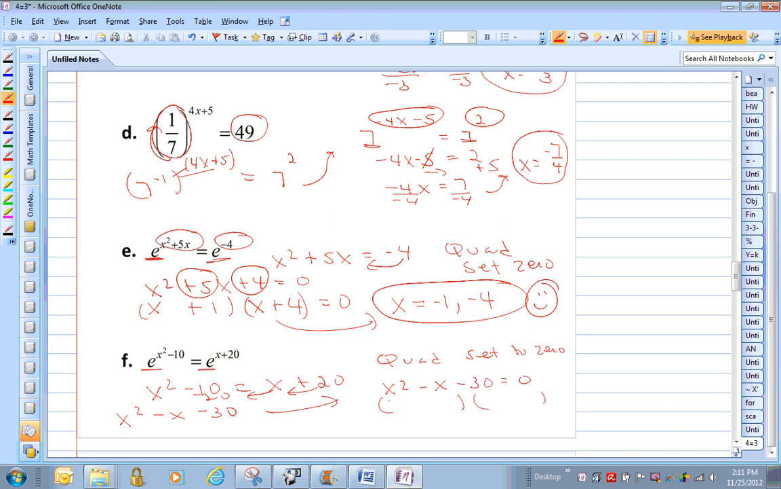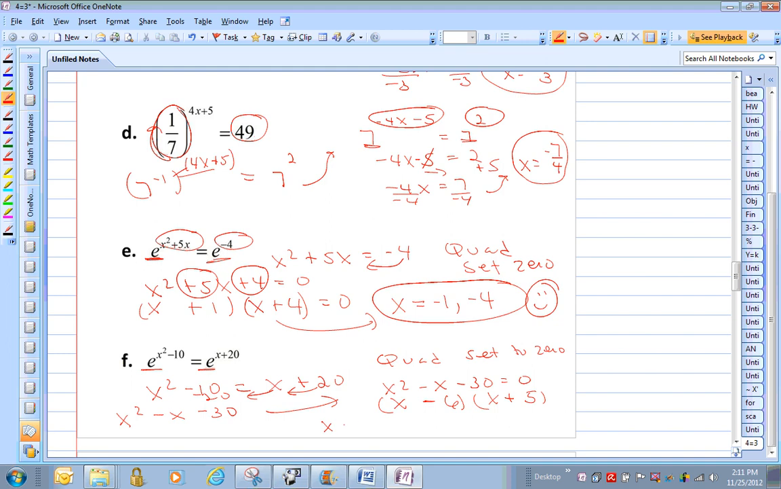I would factor again, x and x. I would need to multiply to 30, but add to negative 1. I believe 6 times 5 is 30, and if I want it to be a negative x, I need a negative 6 and a positive 5. 5 times negative 6 is negative 30. Negative 6 and a positive 5 would give me my negative 1x.